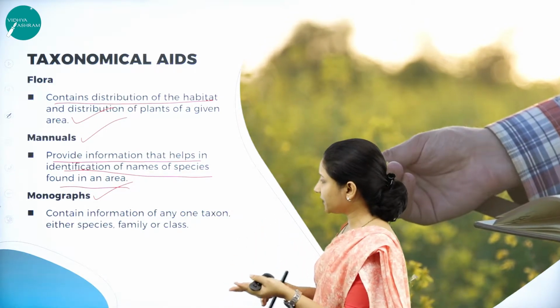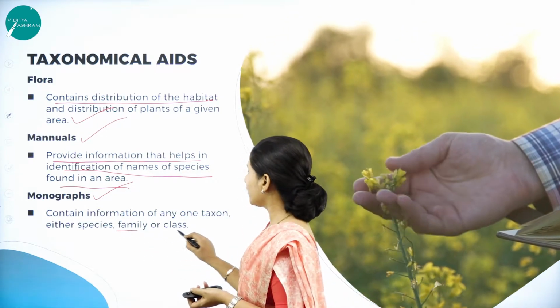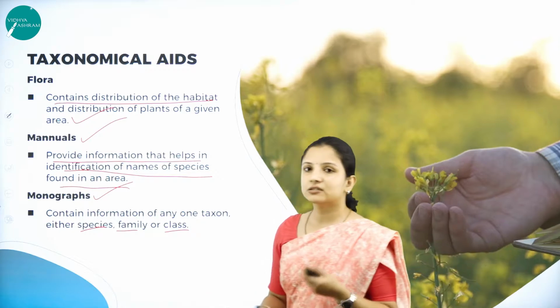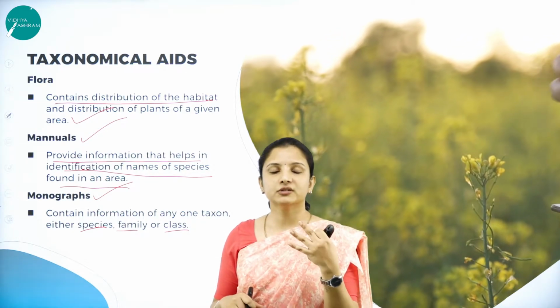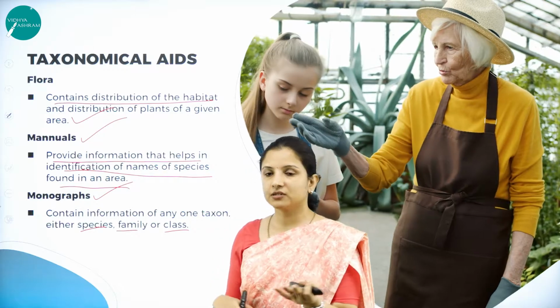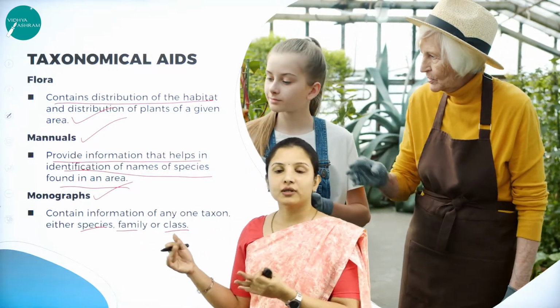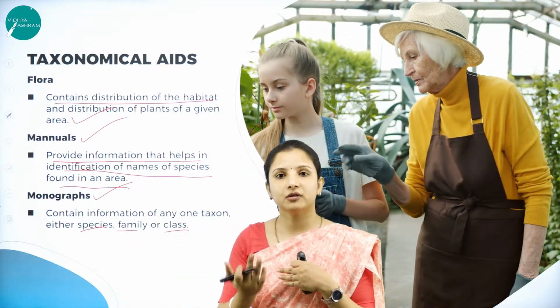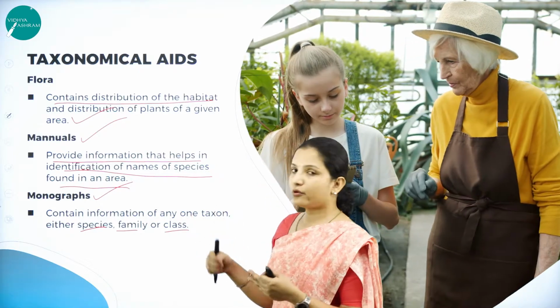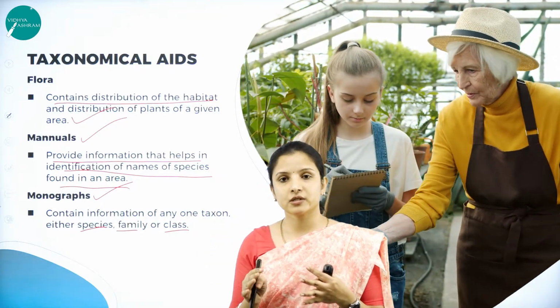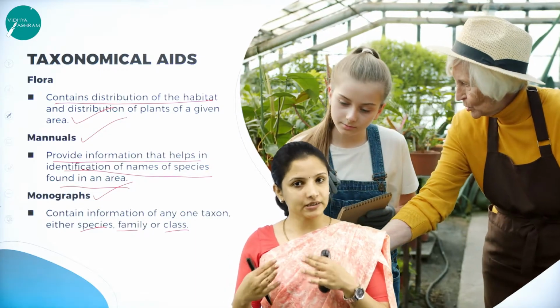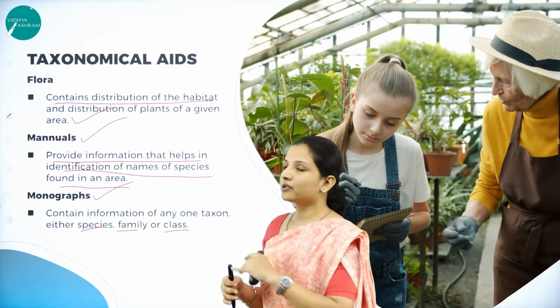Either it can be of a species, a family, or a class. So you can study about Mangifera indica. Say for example, you want to study about Magnoliaceae members, then you can go for monographs which contain information about the families. If you want to study about the class, you can go in for monographs which contain only information about the class of the particular species. Like that, you can select monographs.